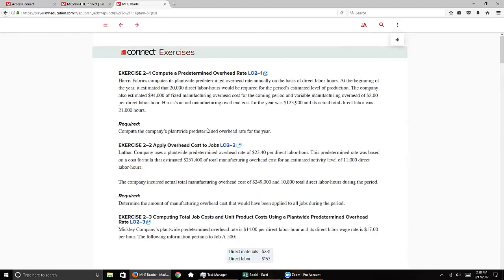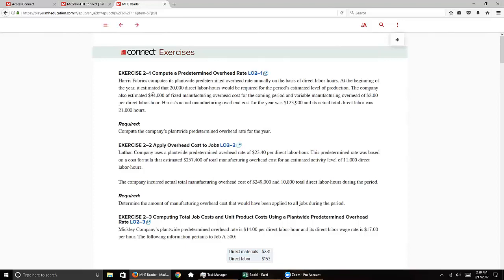So predetermined overhead rates and applying overhead to jobs. Again, this was pretty fundamental to Chapter 2. And the good news is we do it really the same way every time. It just sometimes looks a little different. So in 2-1, we had to come up with a plant-wide predetermined overhead rate for the entire year. And we're told that our company here, Harris Fabrics, calculates that on the basis of direct labor hours. Remember, we can have a whole bunch of different activity bases: direct labor hours, machine hours, direct labor cost. It's almost an infinite number of possibilities, but usually we stick to those 3, maybe a couple others.